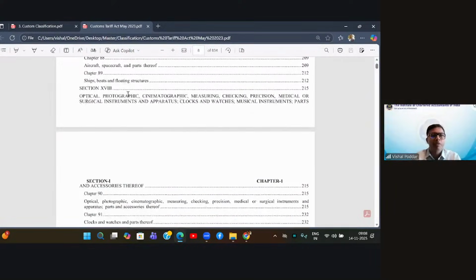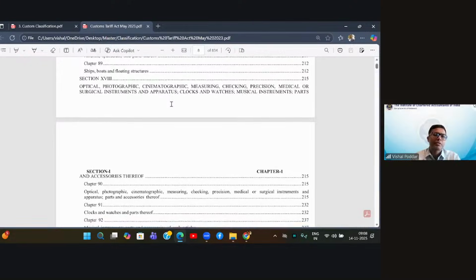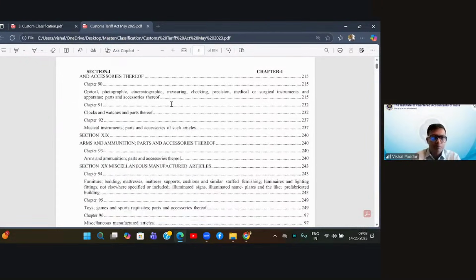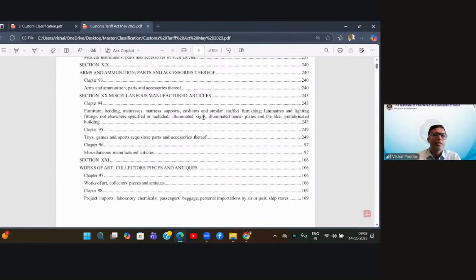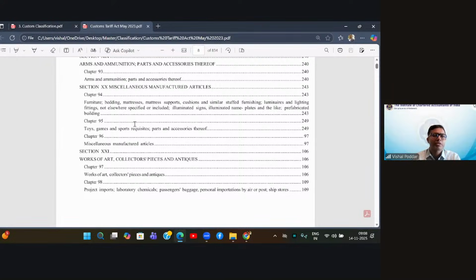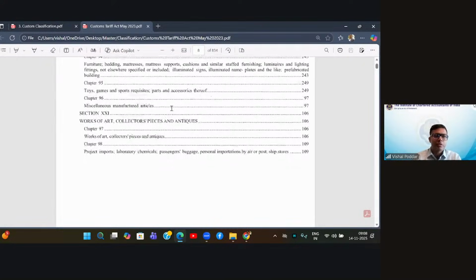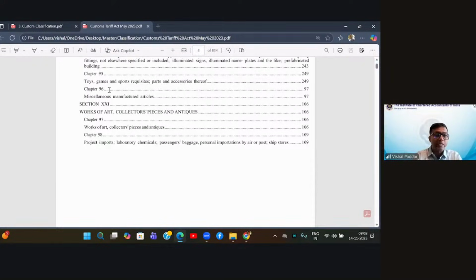Then you have optical, photographic, cinematographic, measuring, checking, precision, medical, surgical, instruments, apparatus, watches, musical instruments. Then more sophisticated arms, ammunitions, and parts thereof. Then miscellaneous manufactured items, which covers furniture, bedding, mattresses, etc., toys, games. This is up to 96. And then you have 97, 98.